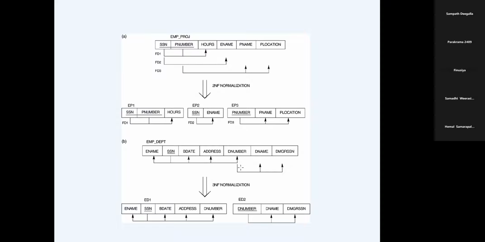To break this transitive dependency, you have to break this into two parts. This part is one relation. This part is another relation. So you can notice now this is fully functionally dependent on the primary key. Here it is also the same.